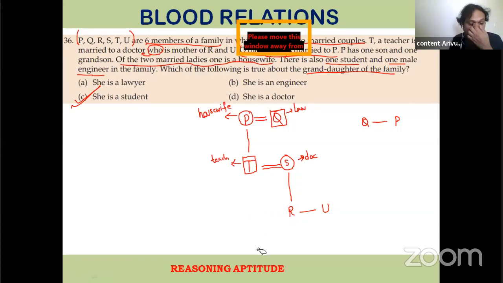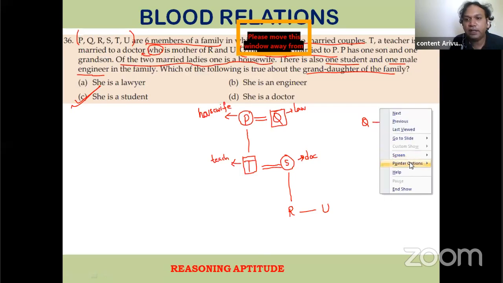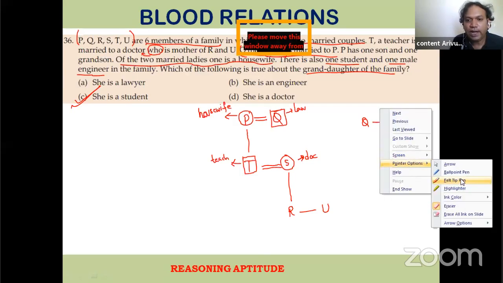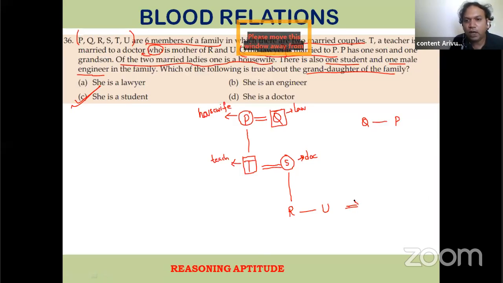So we know that there are two grandchildren, right? How many grandchildren are there? Two. Who are the grandchildren? R and U are the grandchildren. In the family, P and Q are the grandfather and grandmother. T and S are father and mother, and R and U are the grandchildren.